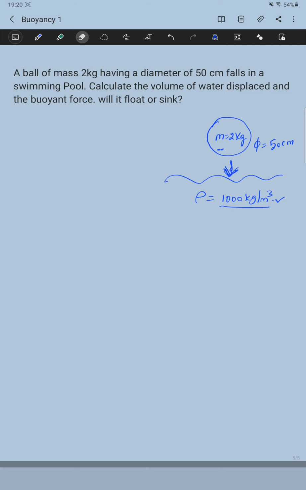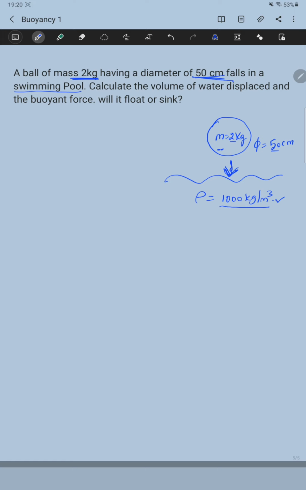I would like to welcome all of you to buoyancy, starting with a very simple problem. Let's just start simple and then we'll take it step by step. So, what do we have here? In this problem, we are given a ball of mass 2 kilogram and diameter 50 centimeter. That is quite a big one. It falls in a swimming pool, it seems.